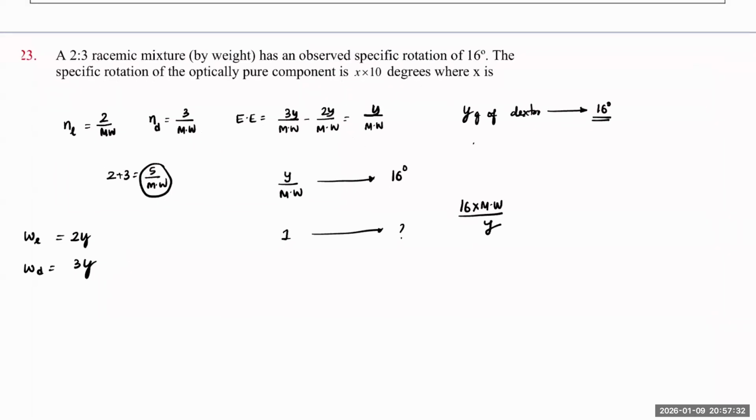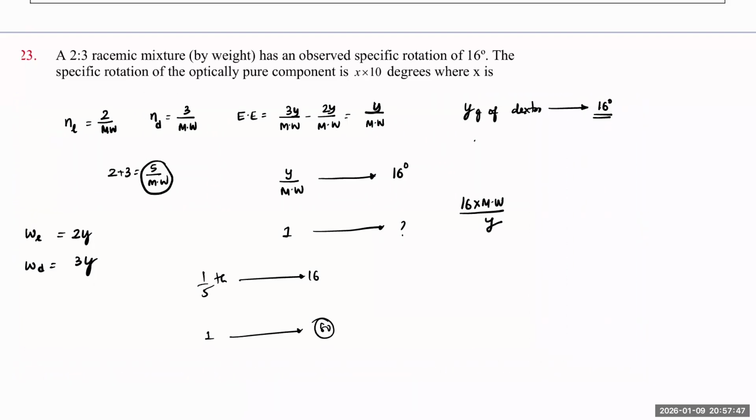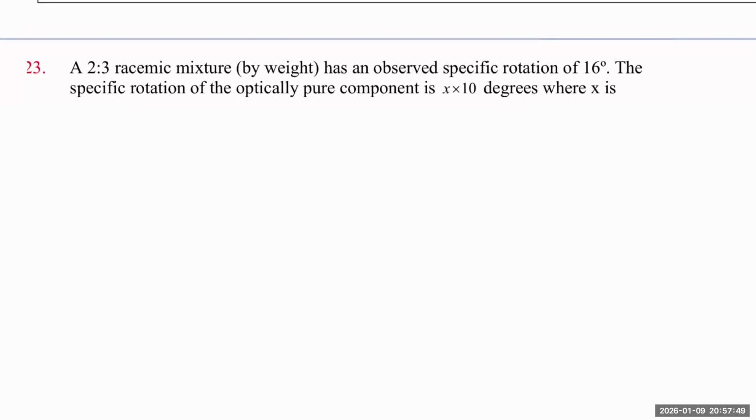So 1/5 of the part is 16 degrees. So I can write it this way. 1/5 is in 16 degrees. So one part will be 80 degrees. Oh, right. Sorry. Let me put it the other way around, better to make it much easier.